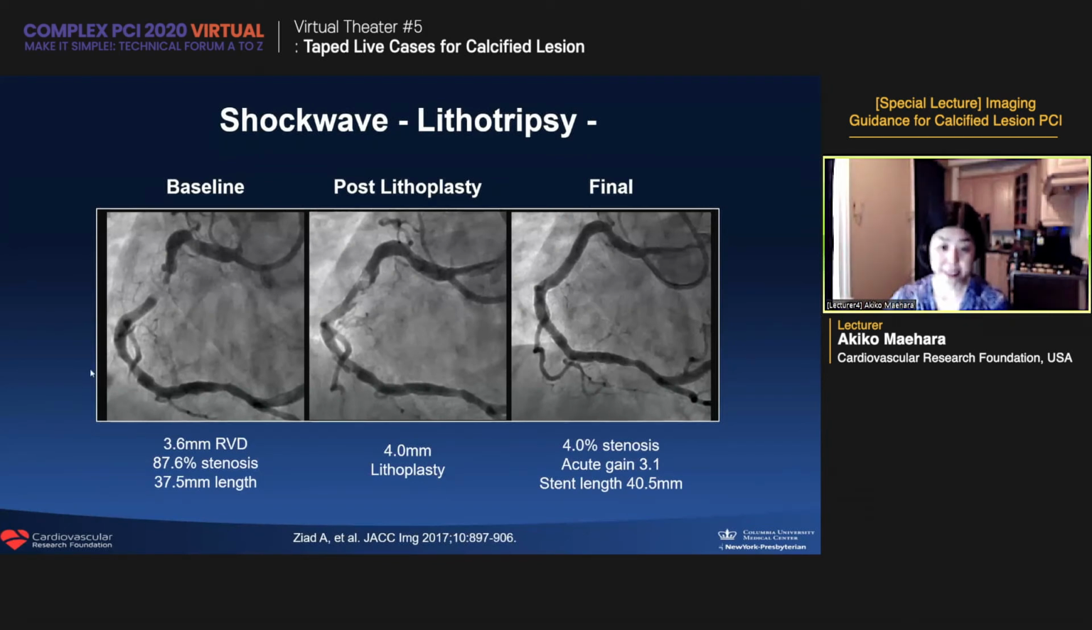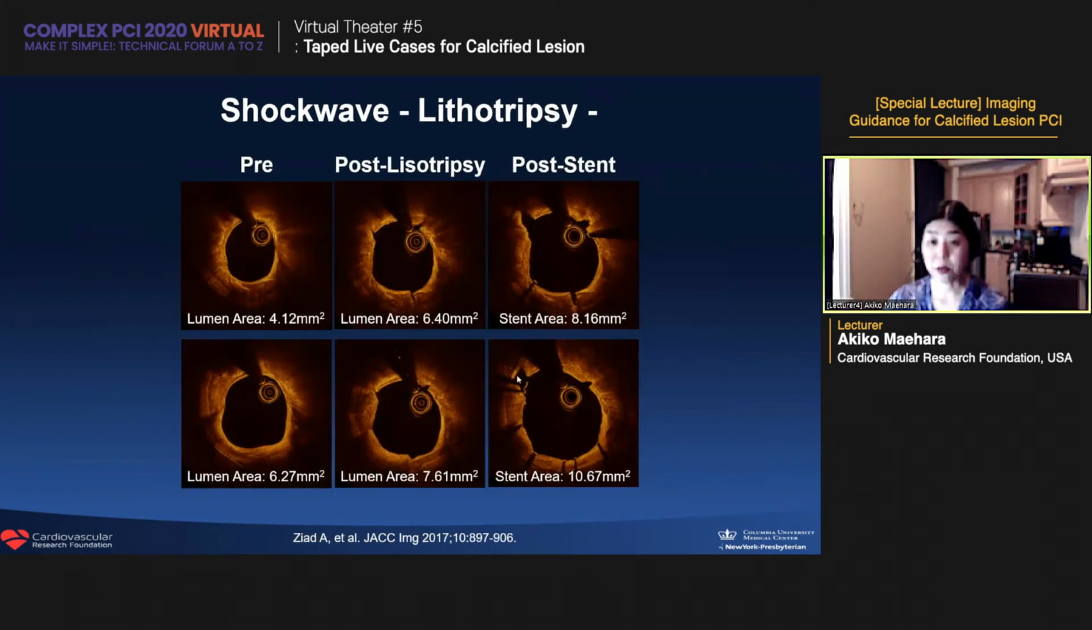And finally, this is lithotripsy, a very severely calcified lesion, and finally good stent expansion, and how we can see the effect by OCT. And of course, lithotripsy is completely unrelated to wire bias, and we can see the nice fracture even without a non-compliant balloon. And also, there are multiple calcium fractures circumferentially, even in the big lumen area segment.